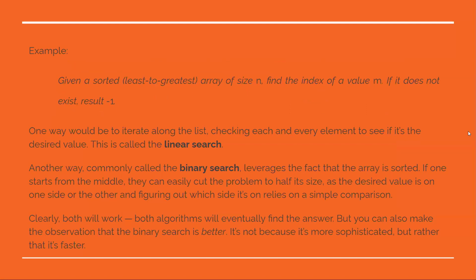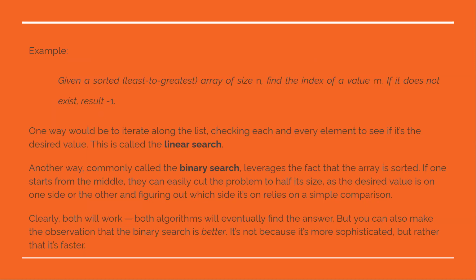So here's the example. Given a sorted array, in other words, least to greatest, of size n, we should find the index of a value m. If it doesn't exist, return -1. One way would be to iterate along the list, checking each and every element to see if it's the desired value, and this is called the linear search.